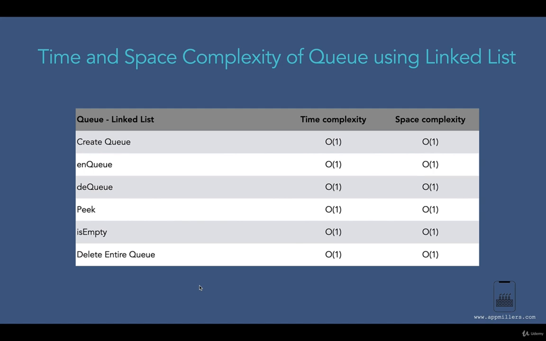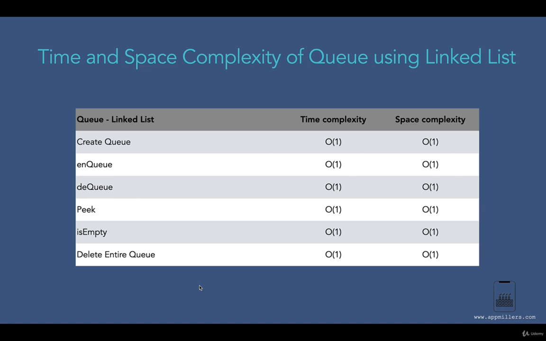Now in this lecture, we have combined all methods that we have implemented for queue using linked list in our previous lecture together. Now here, we have combined them together to see the big picture of time and space complexity of these methods over here. Now the first method is creating queue.